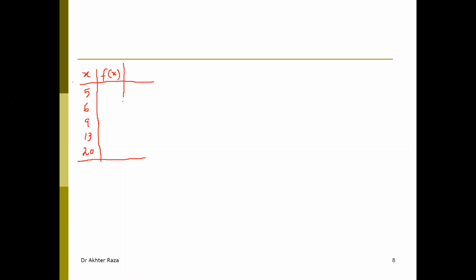Now values of y are also given to us. This is 9, 23, 42, 49, 57. So these values are given to us. What is the problem? Make a DD table. DD stands for divided difference table.